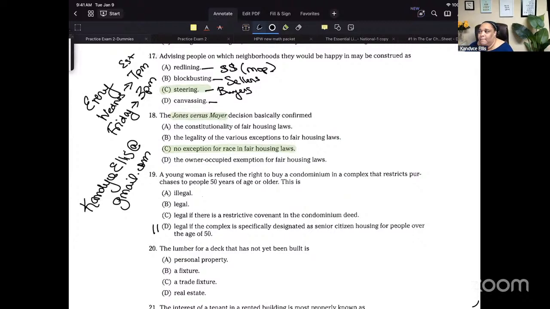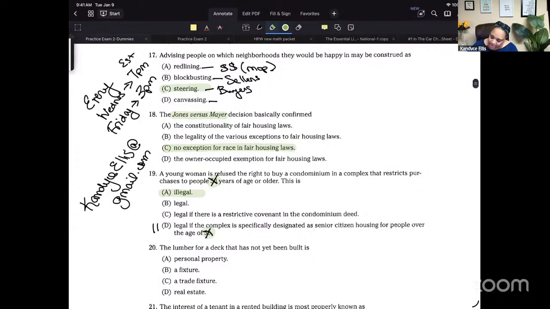Houston, we have a problem. The problem is 50. The number for age restrictions is either 55 or 62, right? It's 55 or 62, not 50. So that makes it illegal. Oh, they got you with the numbers. I know it's not fair. There are so many friggin' numbers, but there you go.